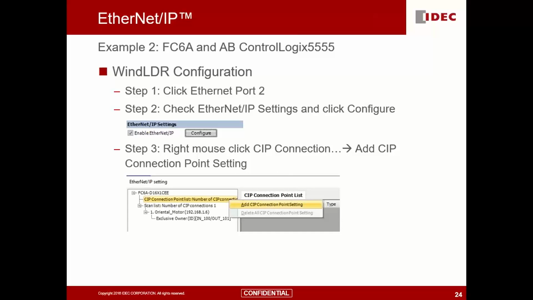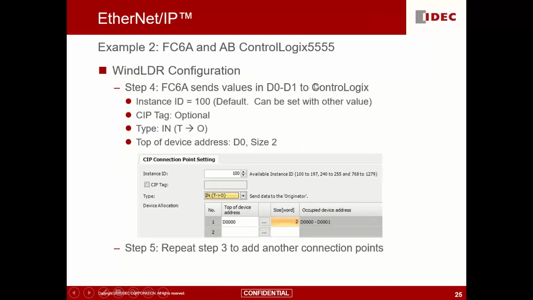So what you do is the same process like earlier. Ethernet port 2, configure, check box, enable Ethernet IP, click configure. Now instead of the scan list, which we created earlier for the originator function, we are going to the SIP connection point list. So right mouse click and then you add SIP connection point. In this step, what we're trying to do is the FC6A will send whatever the values in D0 and D1 to the Allen-Bradley control logic.